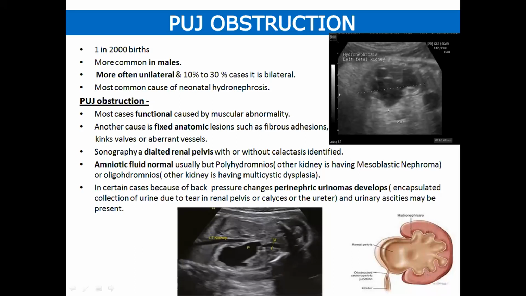The amniotic fluid is traditionally normal unless it is associated with some other problem. And in certain cases, because of back pressure changes, there is an encapsulated collection of urine due to a tear in the pelvis or calyx, and you get a perinephric urinoma and urinary ascites.